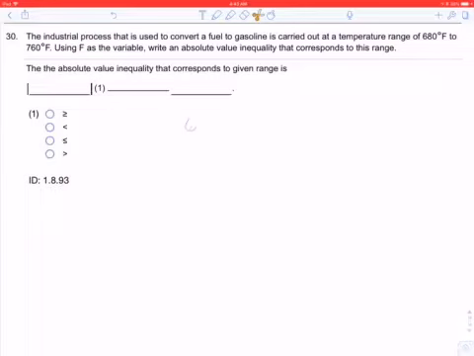So we're going from 680 less than or equal to F, and it needs to be between 680 and 760. Now typically with absolute value, if you have the absolute value of x less than 3, then it would be -3 less than x less than 3. So we need to have the same numbers on either side, the same numbers on the left and the right.